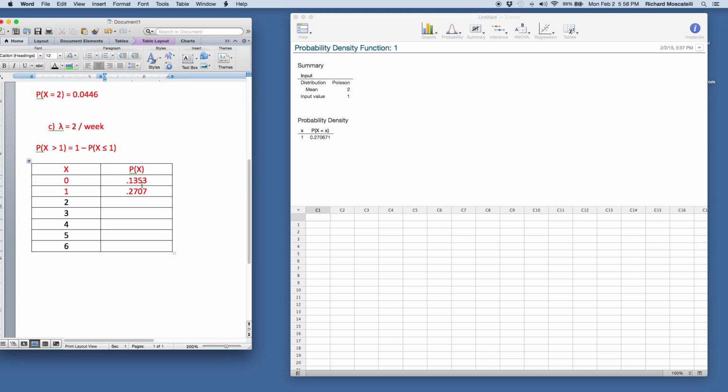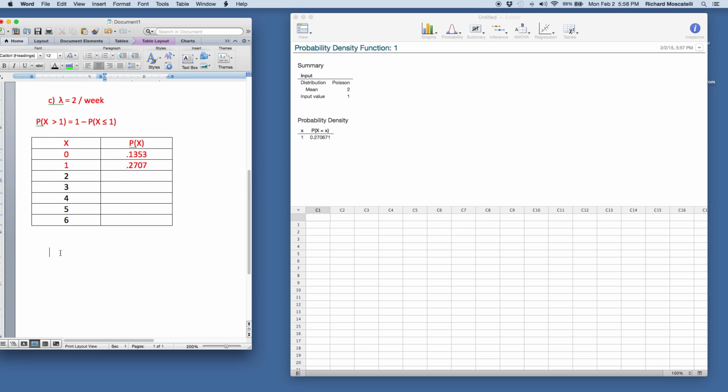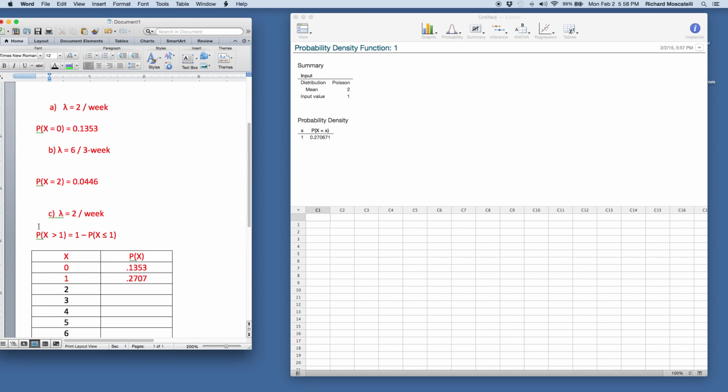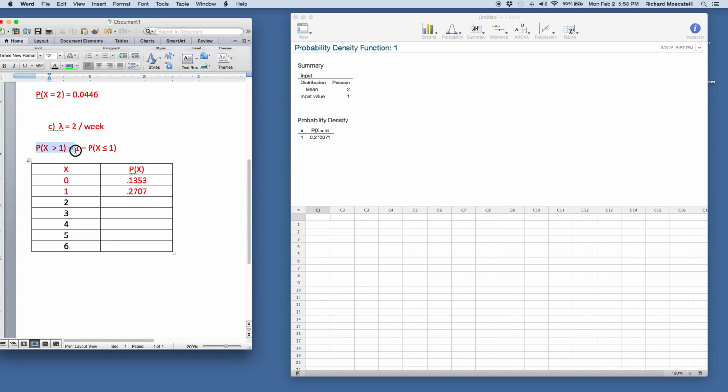Find the sum of those two probabilities. That'll get you the probability of being less than or equal to 1. Subtract that result from the number 1, and that will be the answer to the question. All right, so you could do it that way. It's a fine way to do it. So you could think of it like this. This probability of being greater than 1 is going to be 1 subtract 0.1353 plus 0.2707. All right, so let's use a hand calculator for that.